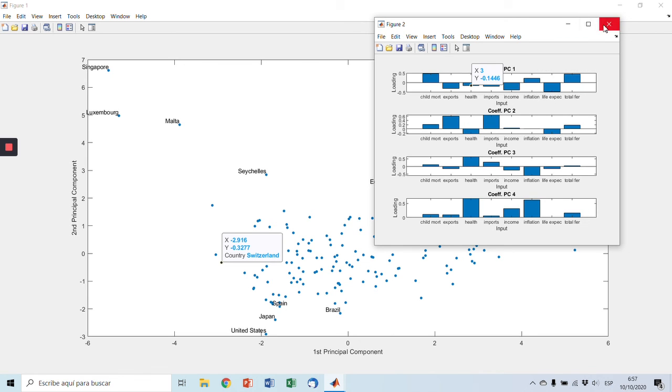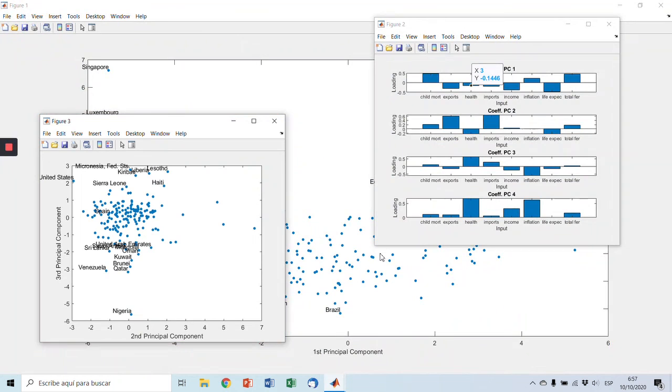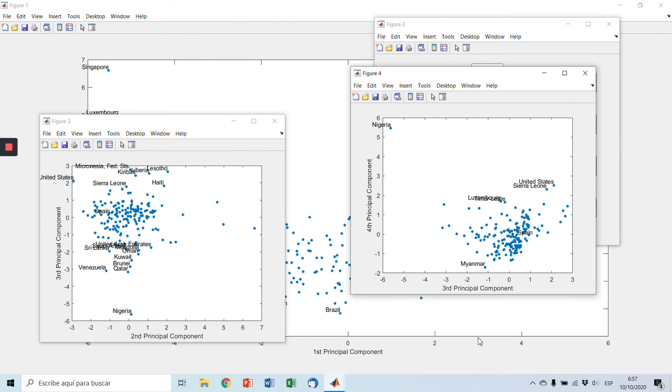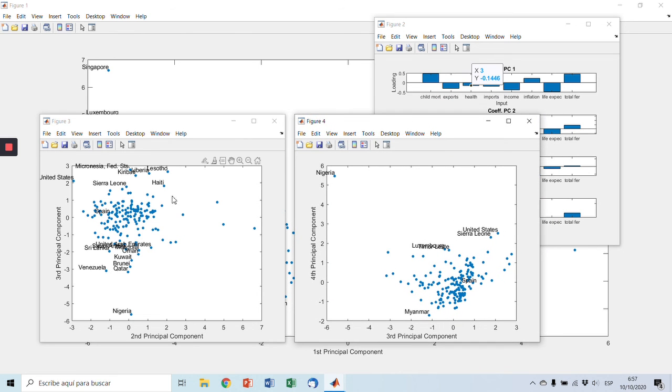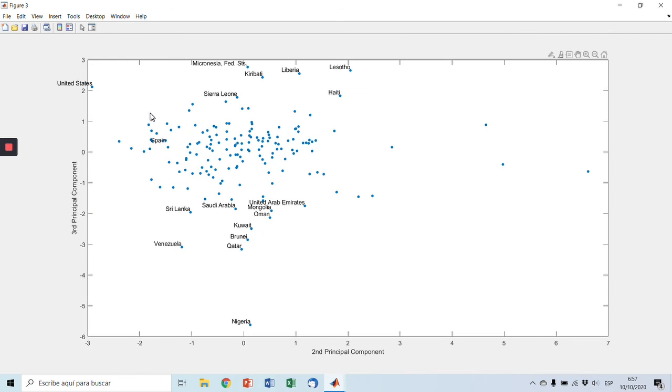And then you can keep plotting like second principal component versus third. This is in this other plot. So we have here third and fourth. Yeah, here it is second and third. So those are the countries that are on the average. So this is something like Kenya. Kenya is on the average of second and third principal components.